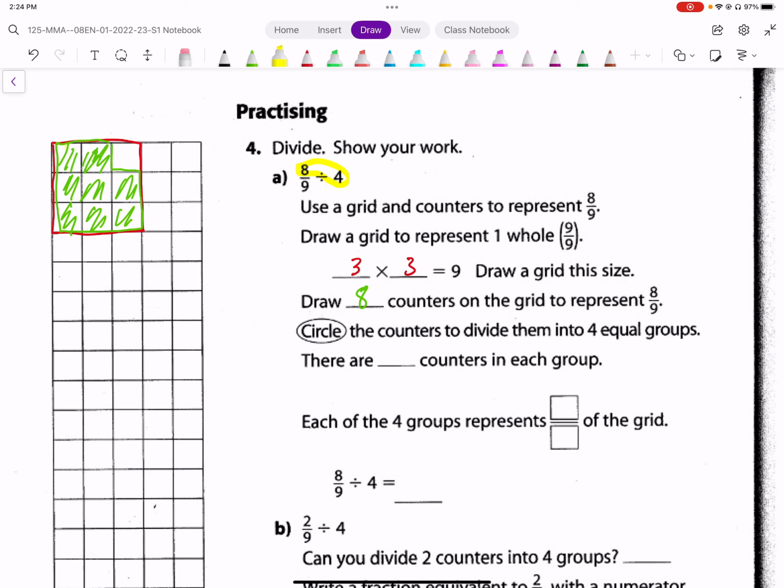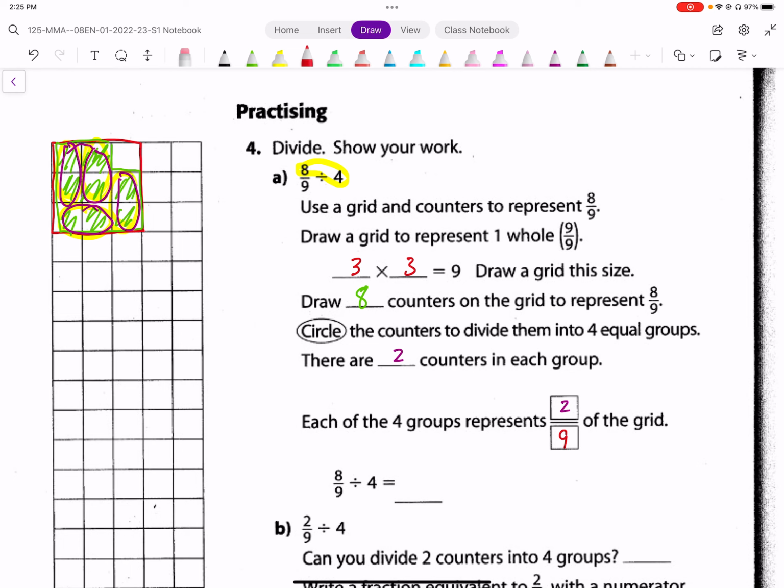So dividing by 4 into groups of 4, I get one group here, 2, 3, 4. Okay, so each group, and maybe I'll use a different color here, each group has 2 parts in it. Those are my 4 groups, and each group has 2 counters. So each of the 4 groups is going to be 2 out of the 9 parts whole. So 8 over 9 divided by 4 is dividing the 8 parts into 2.